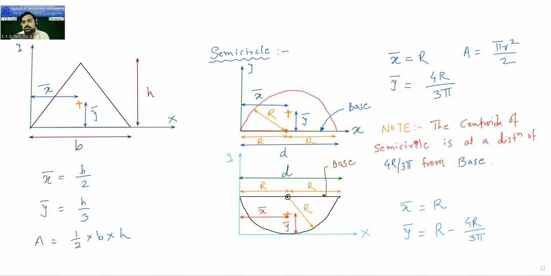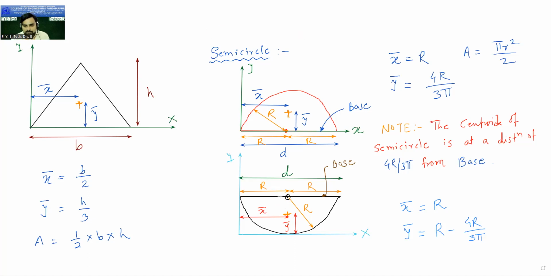Here what important note is given to you? The centroid of the semicircle is at a distance of 4r by 3 pi from the base. Now this line is the base. So from this baseline, this centroid will be at a distance of 4r by 3 pi. This much of distance. And from this point up to the end of this semicircle, this will be the radius of the semicircle. So from this total distance, if I subtract this much of distance, then I will get the remaining y bar.